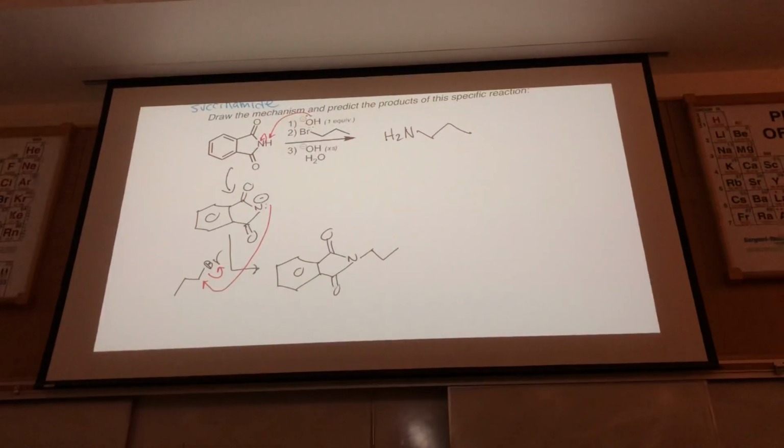Okay, so notice step 3 has a lot of the same components of step 1. I reminded you we only had one equivalent because we didn't want to go crazy and hydrolyze the amide. Now we want to do that. We want to hydrolyze it. In other words, we want to get the carboxylic acid.